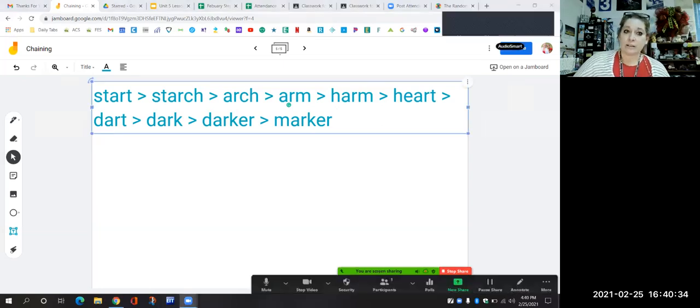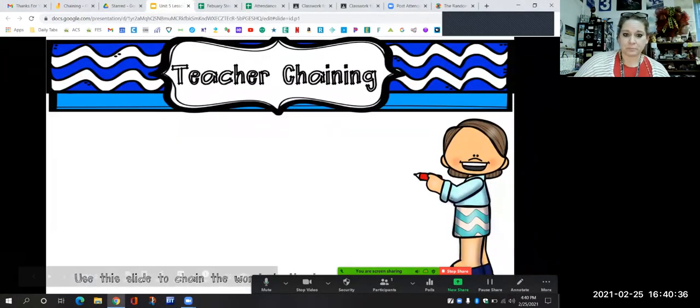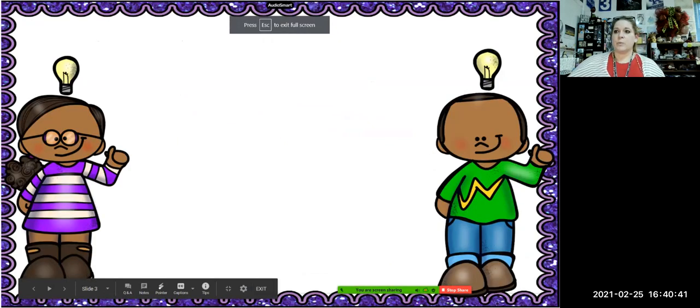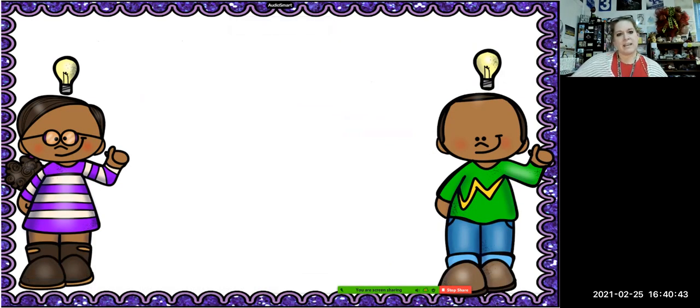All right, let's get back to our lesson. So we actually are done with our Jamboard. Okay, so we are to the point where we take one word from a sentence and we look at the blend and we're going to manipulate that blend and change the phonemes, deleting the first sound of that ending blend.